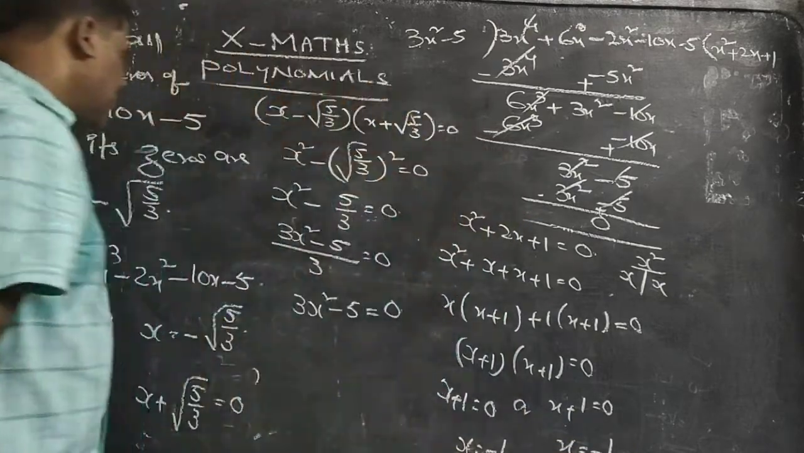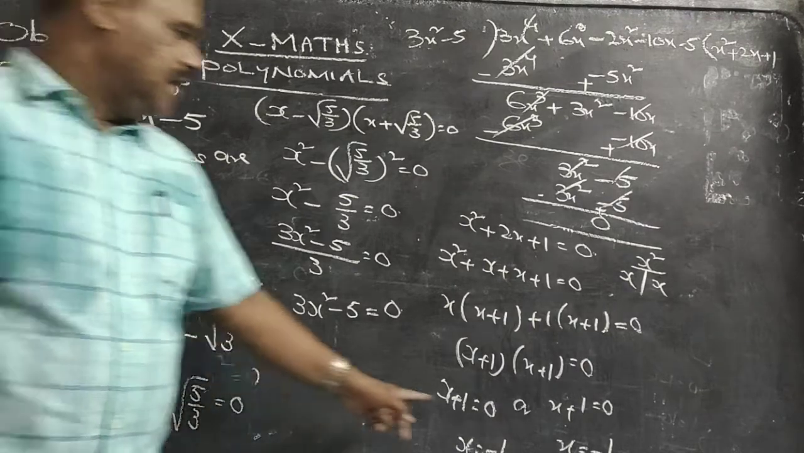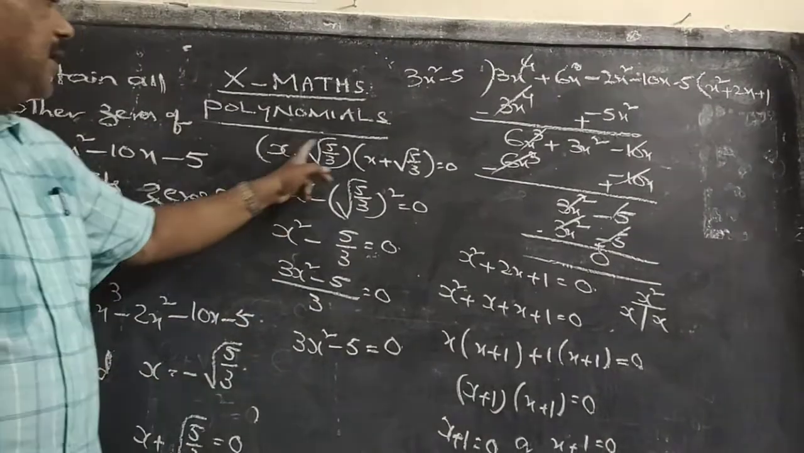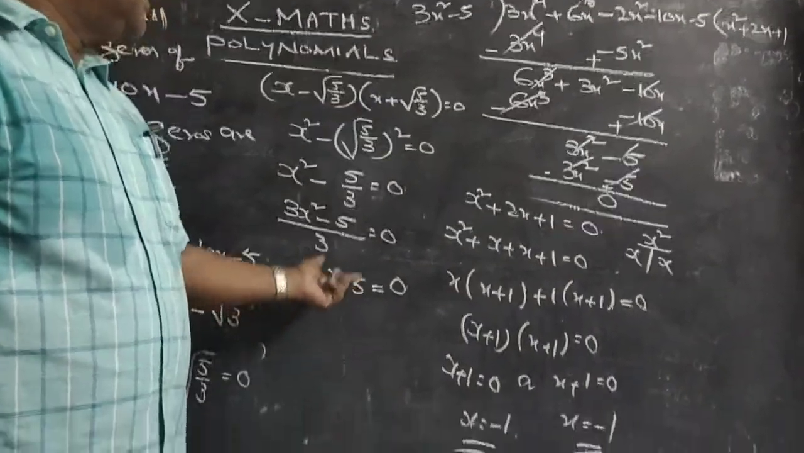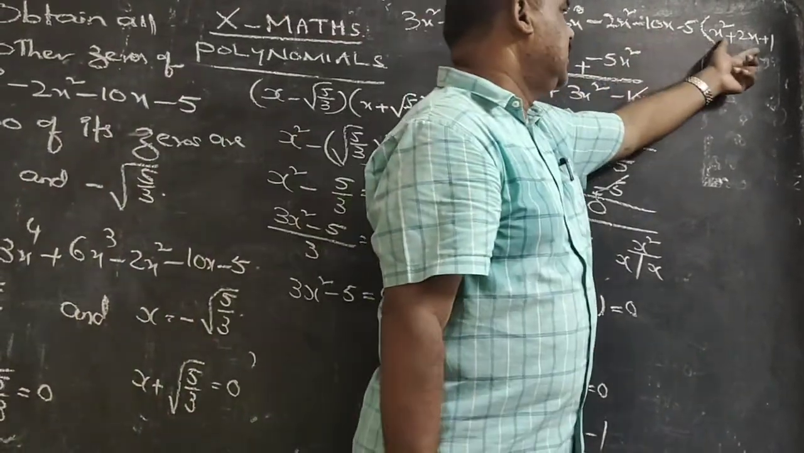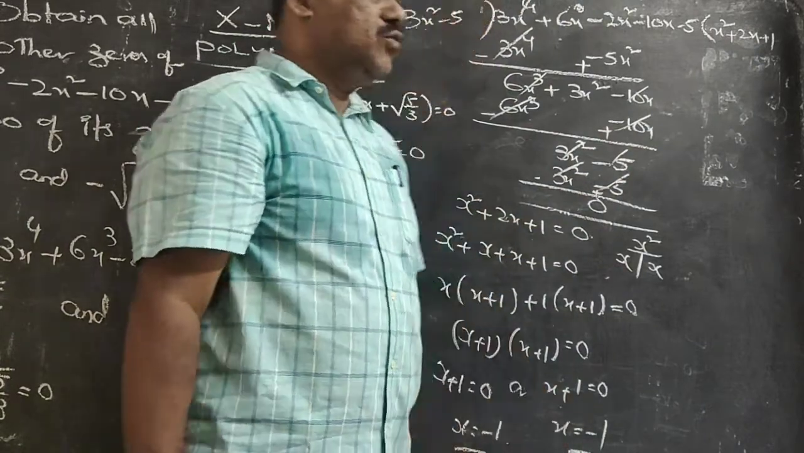So already 2 values are given. Total 4 values are there. Remaining 2 values we got. So first with the given 2 values, you form a polynomial like this. Divide the given polynomial with this polynomial, then we will get a quotient. Take that quotient and factorize. We will get remaining 2 values for x.